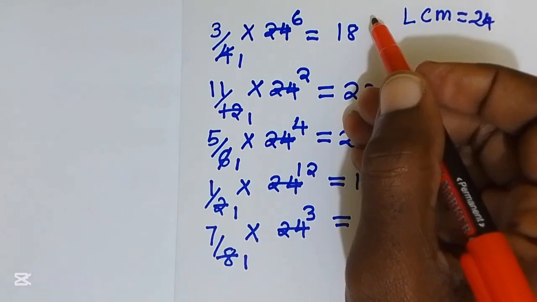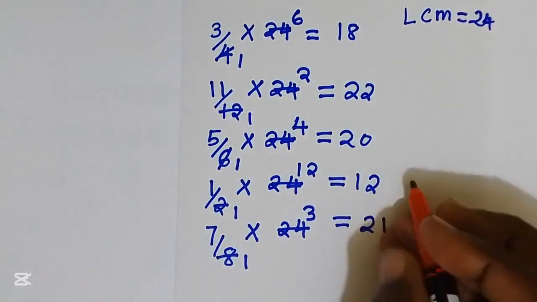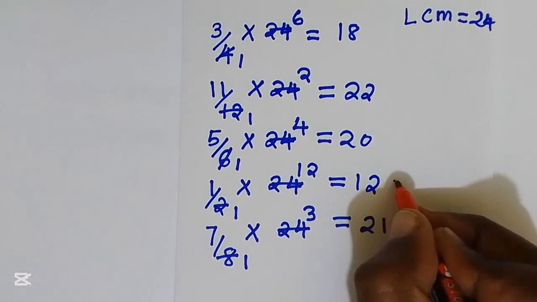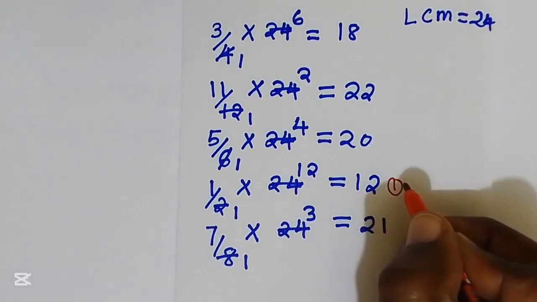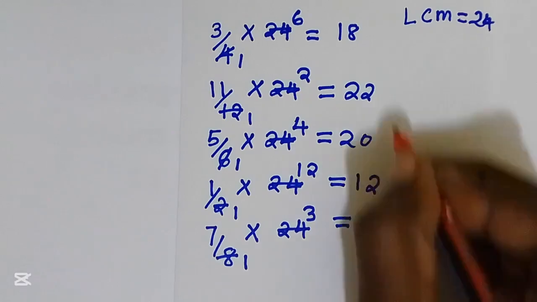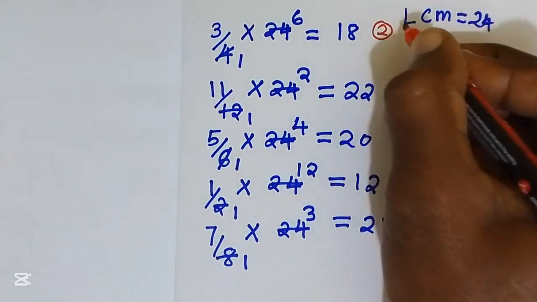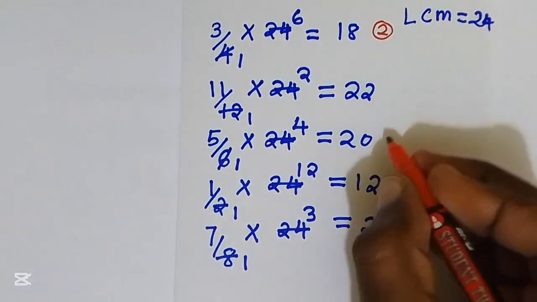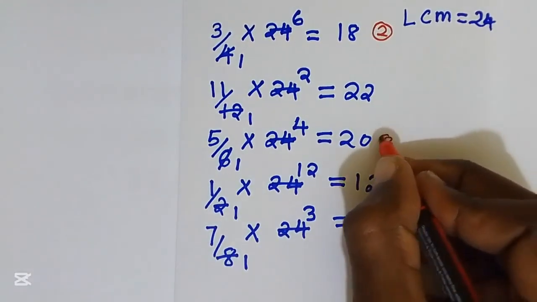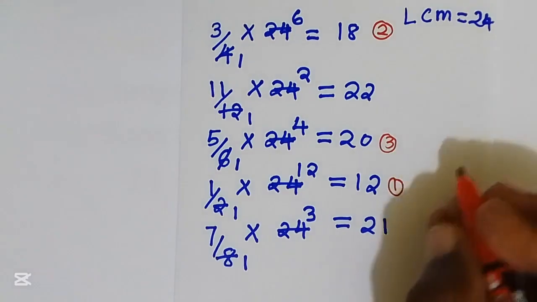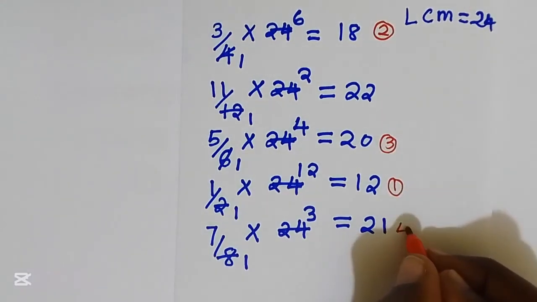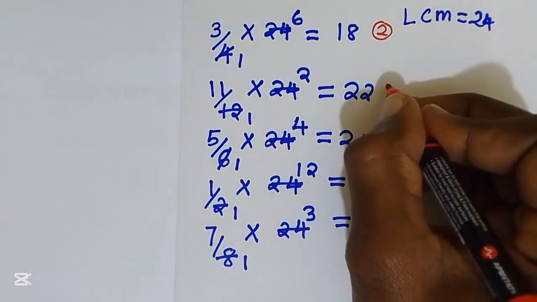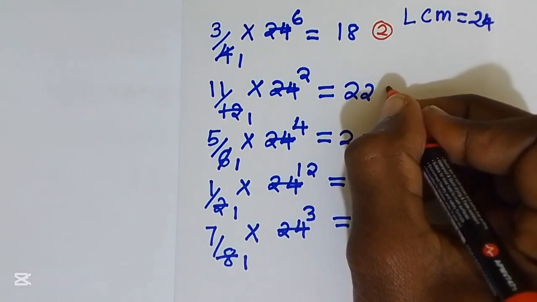The smallest one is 12, so we'll start with 12. That is going to be the first one. The next is 18. That is going to be the second. Then the third is 20. The fourth is 21. Then the fifth, it is 22.